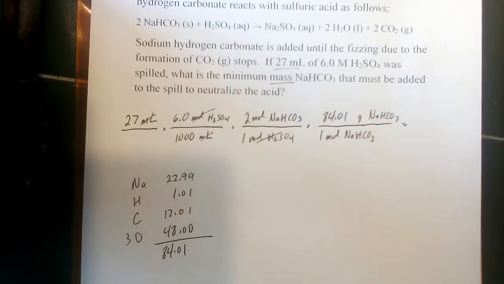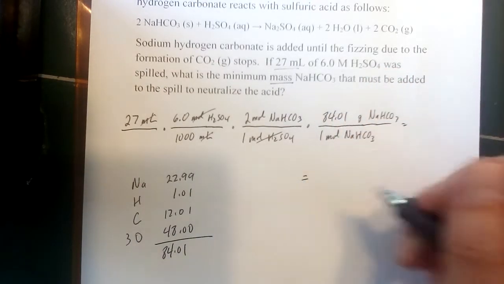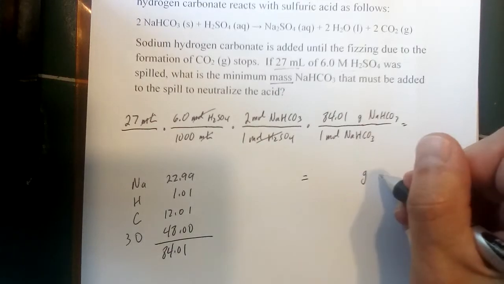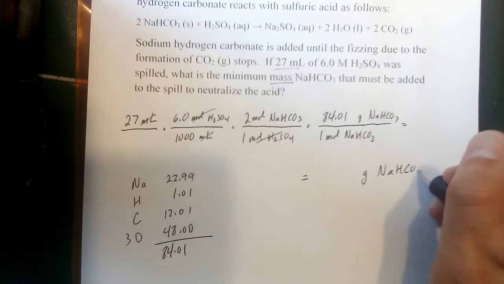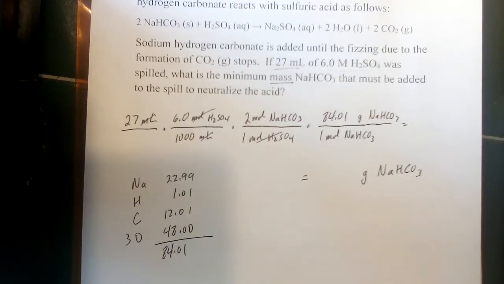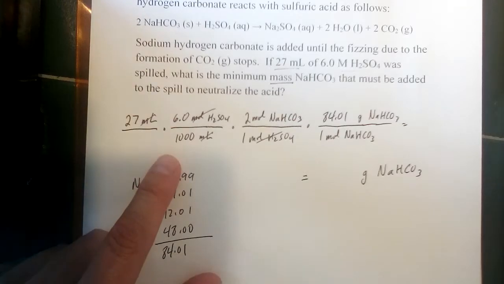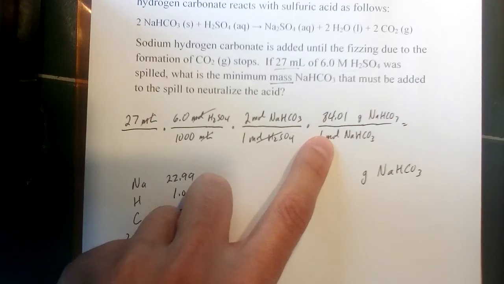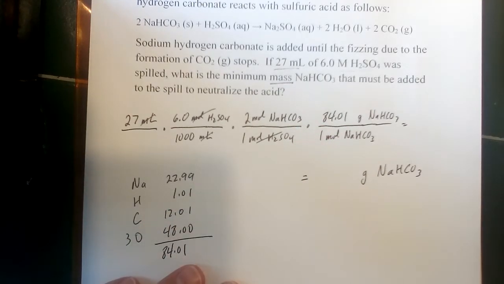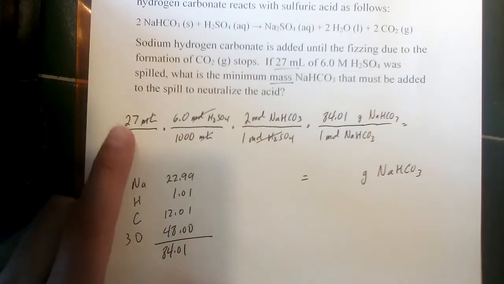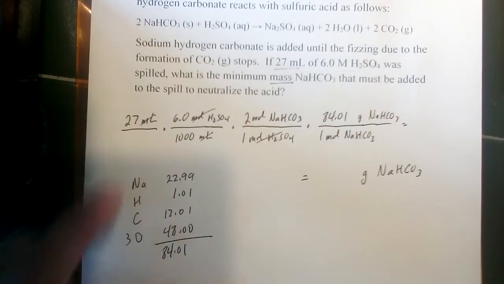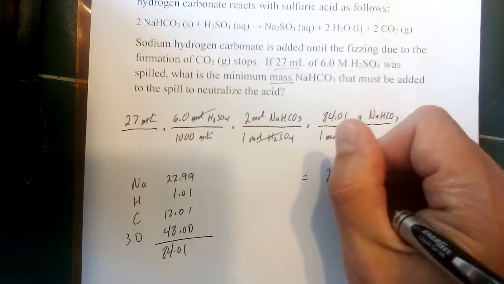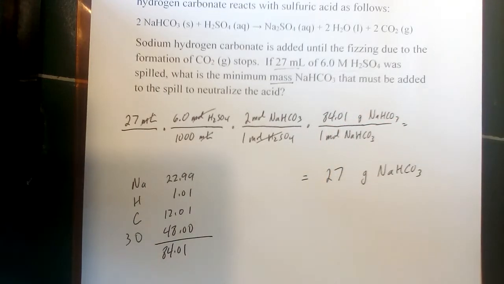So 84.01 grams per mole. If we multiply all that out, our units are grams of sodium hydrogen carbonate. So how much we would need to soak up this acid spill. So 27 times 6 divided by 1,000 times 2 times 84.01. 27.2, but going all the way back to this initial volume, it's only 2 sig figs. So this is only going to be 2 sig figs as well. So it actually happens to come out to be 27 grams.